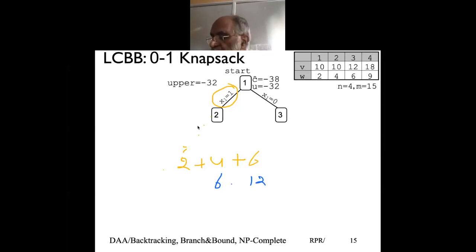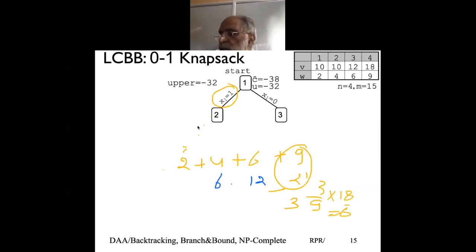And the next item weight is 9. I cannot include this because the weight becomes 21, and my capacity is 15. That means I should take only 3 part of the weight, meaning 3 by 9 into 18, which is 6. So my C hat would be the value from the first node which is already taken, 10, the second node for weight 4 is 10, the third node for weight 6 is 12. 10 plus 10 plus 12 and the partial value of 6 still gives me minus 38.